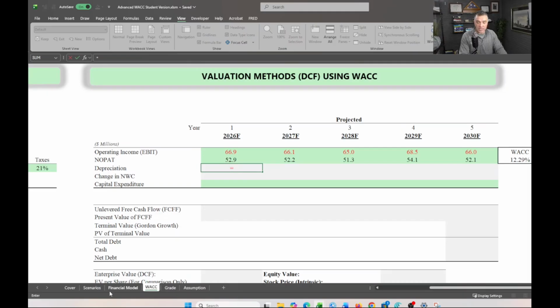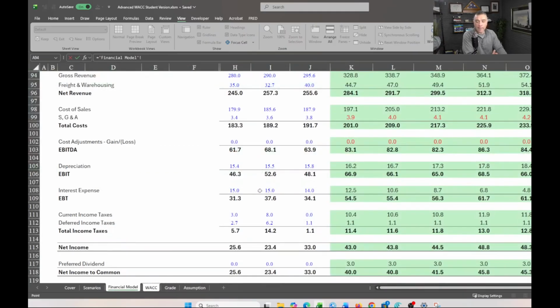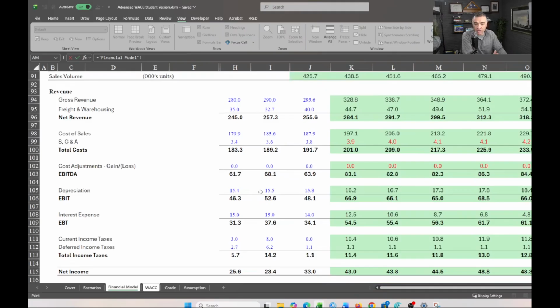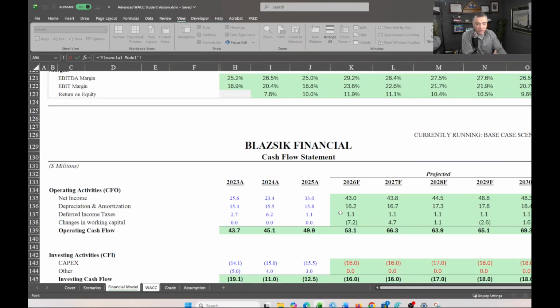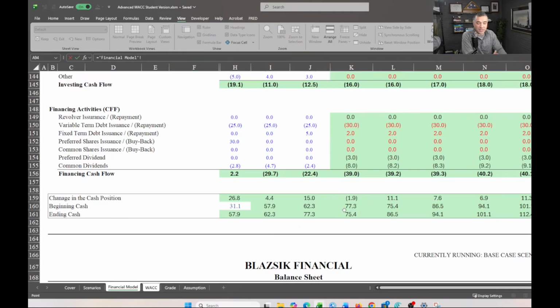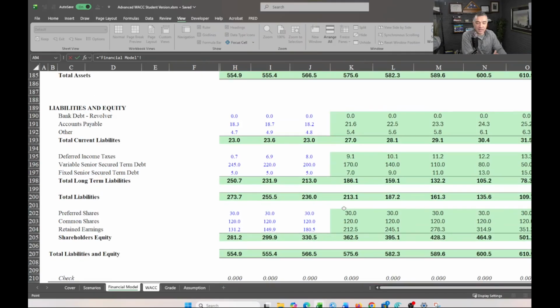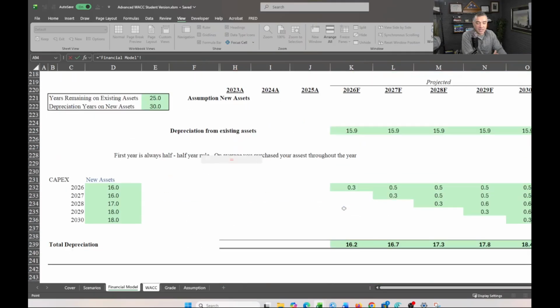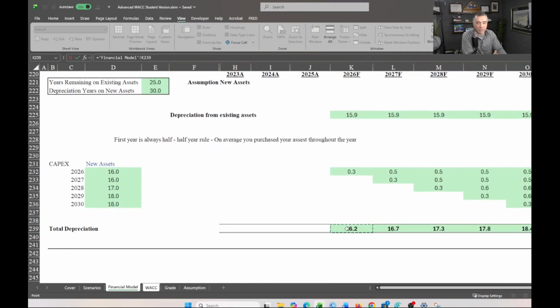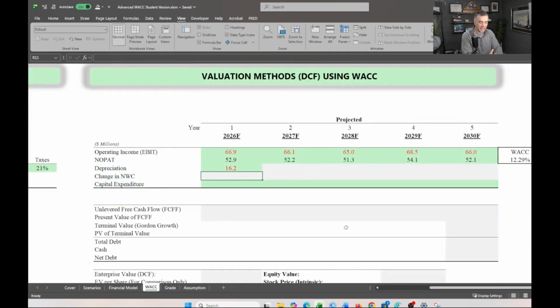In terms of depreciation, there's a bunch of places where you could pull it from. I could pull it from the income statement, or from the cash flow statement; they're both positive there. And then I could pull it in from the depreciation schedule. So we have it right there. I'm just going to bring it from the depreciation schedule. You could link it in any way you want.